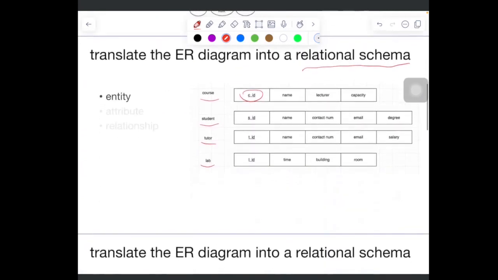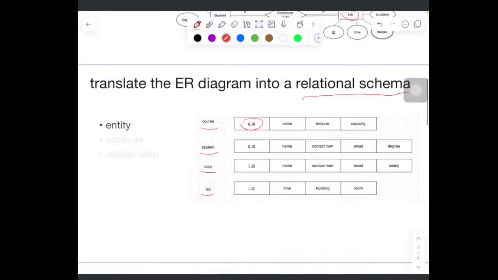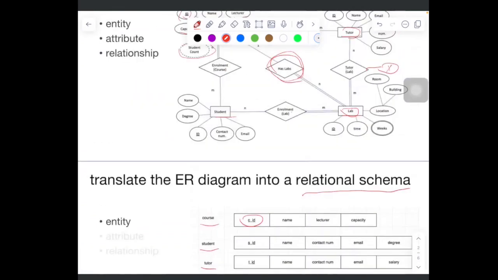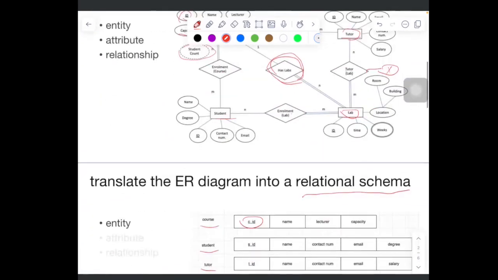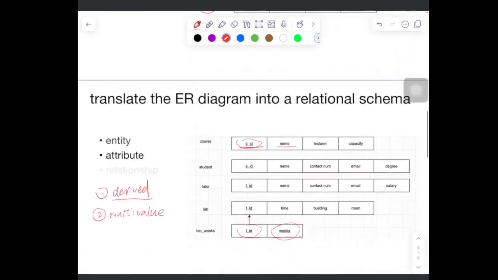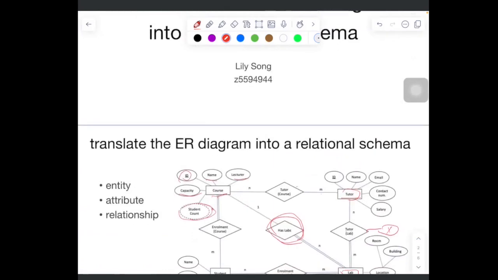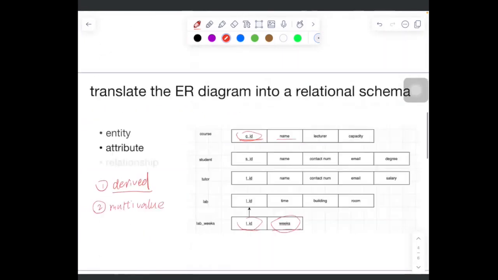And next, let's move on to the attributes. For example, for the course entity, we got ID as key, and name, lecturer, capacity as attributes. So we just simply keep them, and don't forget about the key. So we got course ID, name, lecturer, and capacity. But also we need to pay attention to two special attributes. That is the derived attribute. For the derived attribute, for example, the student count attribute, we'll just simply neglect them.